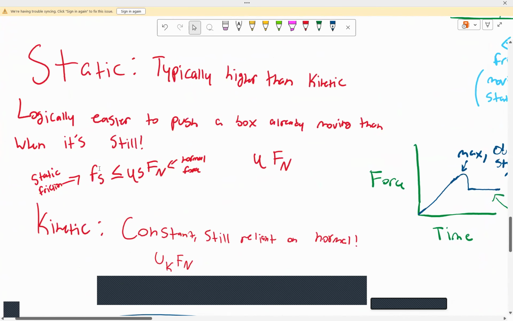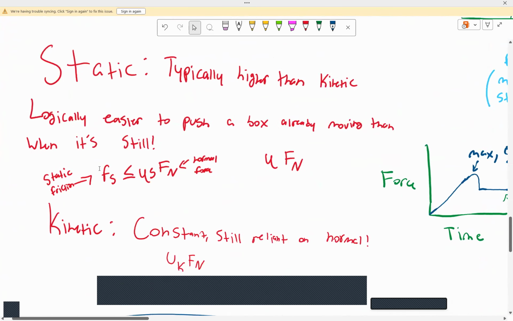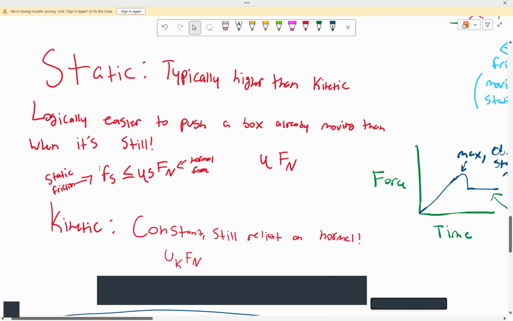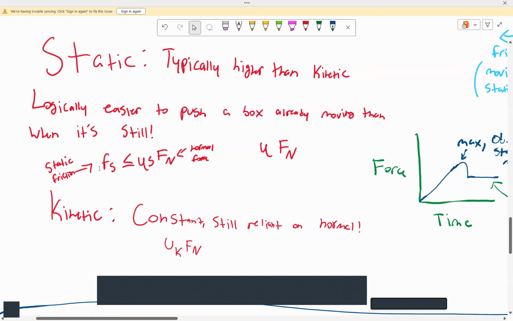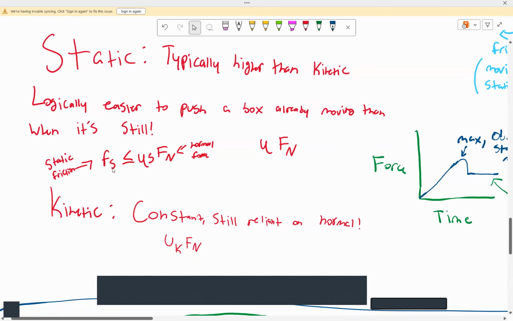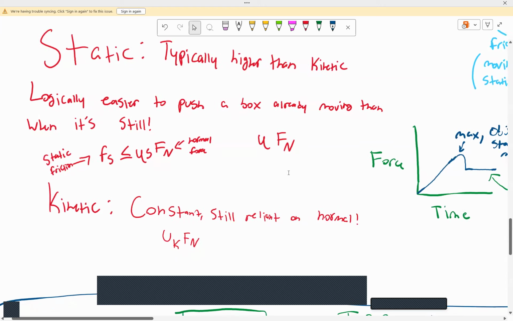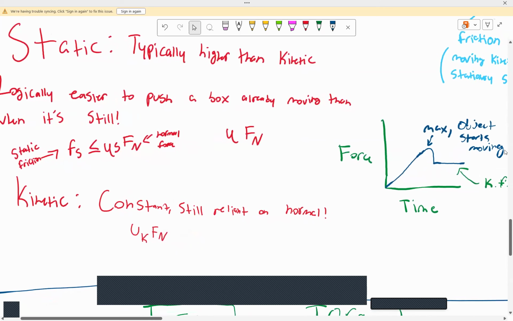Static friction typically has a constant that is higher than kinetic friction. Logically, it is easier to push a box that is already moving than when it is still. What do I mean by this? Your static friction is less than or equal to the normal force, so μs times N. It's going to peak, and then the object is going to start moving.